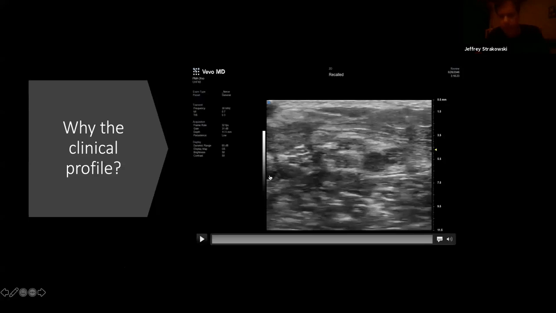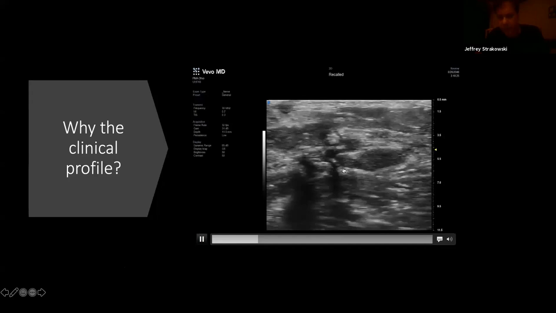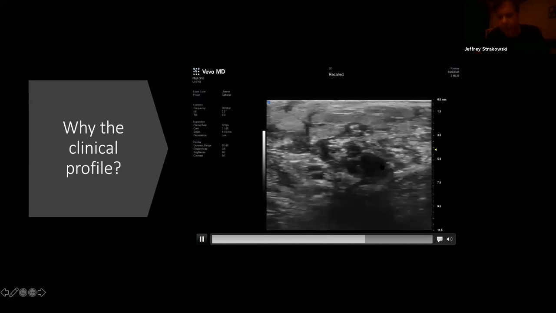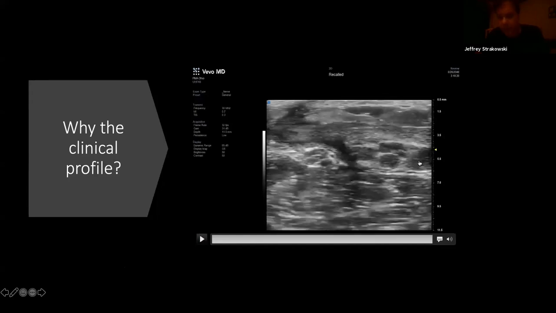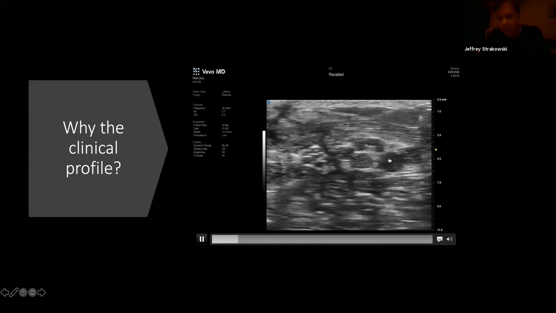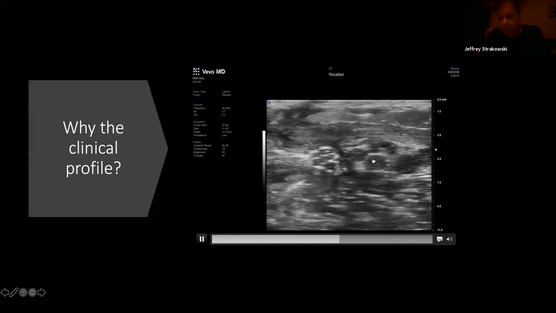Okay, so why the clinical profile then, you asked too? Isn't it strange that it was so strongly motor? So if we look at it, now this is the fibular head off to the right of the screen. This is the lateral subcutaneous nerve that goes away relatively unscathed. Some of these fascicles are a little big. And if you look here, these look pretty bad. These don't look quite as bad, but mildly bad.